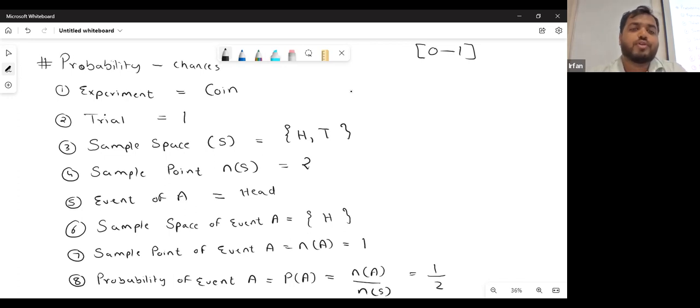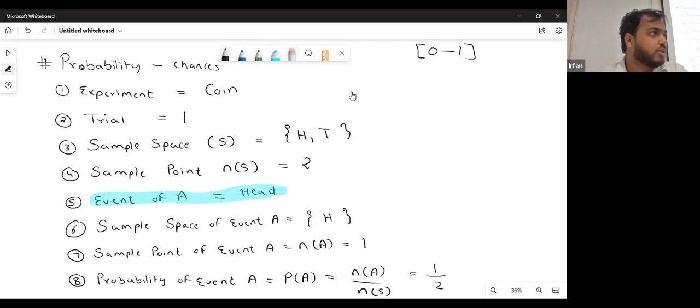Are all the terms clear which you have written? You have written trial, experiment, sample space, event. Other events are remaining. Sample point means count: how many we have in the sample space. This is what you need to find. I ask what is the chance of getting head?